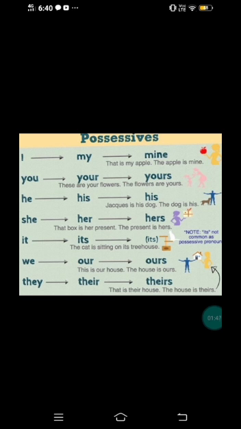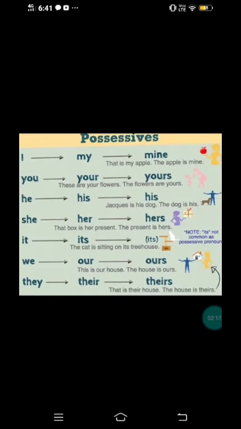Next, second person. You. The second person you will be converted to your. These are your flowers. Whose flowers? Your flowers. The noun flowers is being described by showing their possessiveness. Whose flowers are those? These are your flowers. So your will become your possessive adjective.